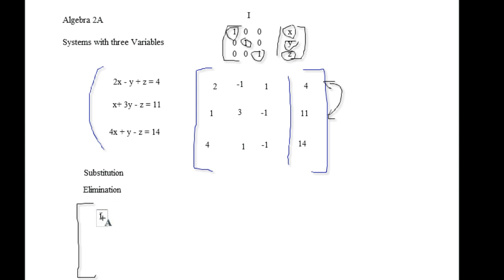Okay, so now I have 1, 3, -1, 4, then 2, -1, 1, 11, and then 4, which didn't change position, 1, -1, 14. Okay, so I just switched those positions. I still keep everything the same. You still have the augmented part, and you just work around it.